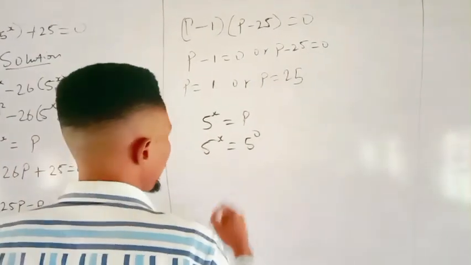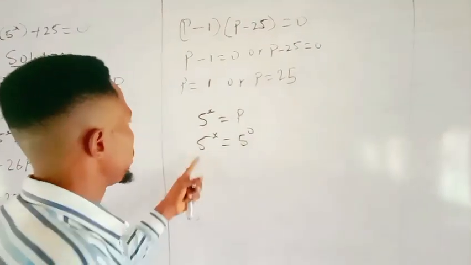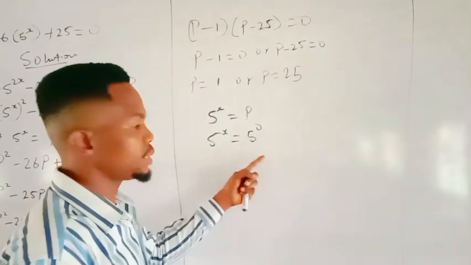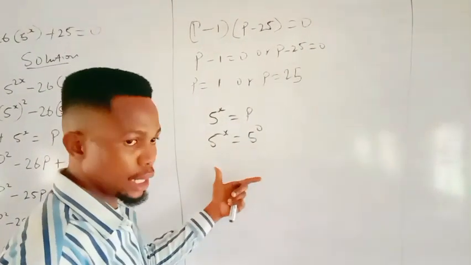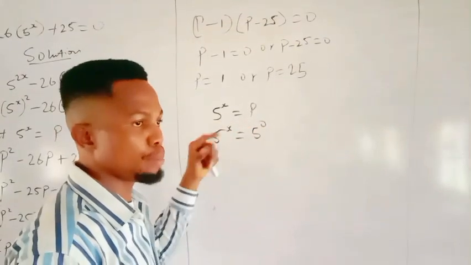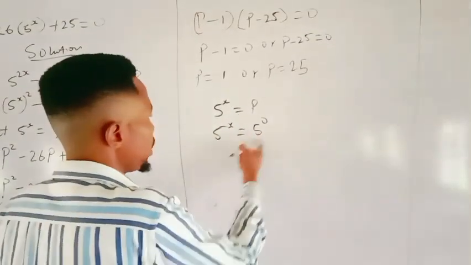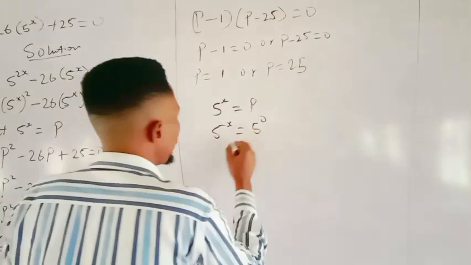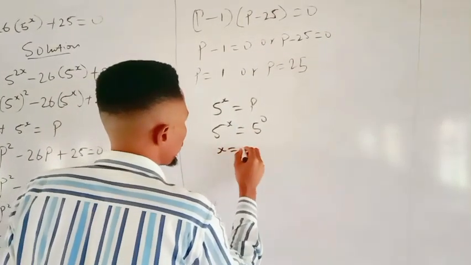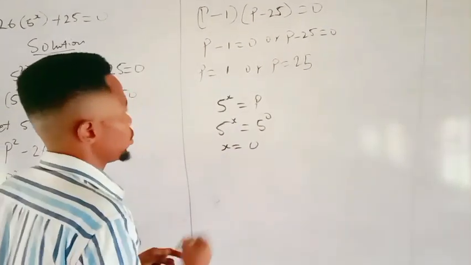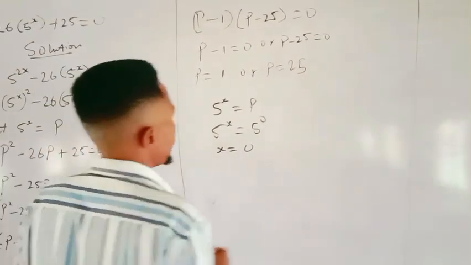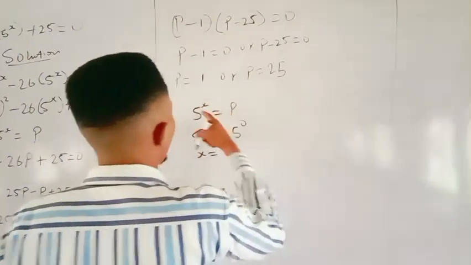So on this note, from our indices, the bases are the same, and if the bases are the same and raised to a power and bounded by an equality sign, the bases will go. So on that note, we will have x is equal to 0. So these two bases will go. Now that is for this first one.